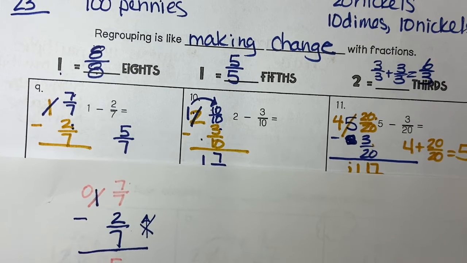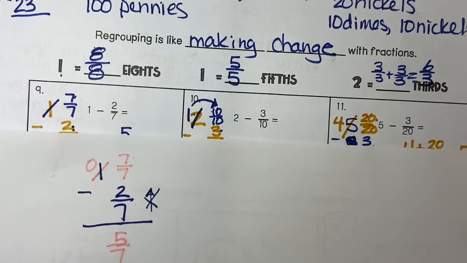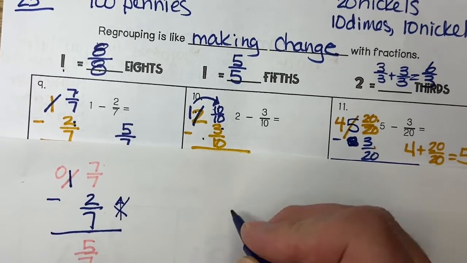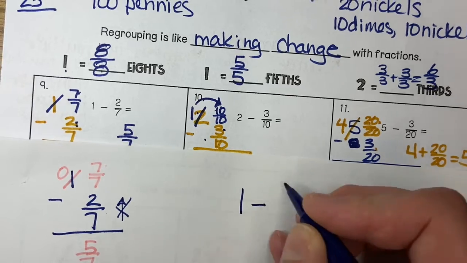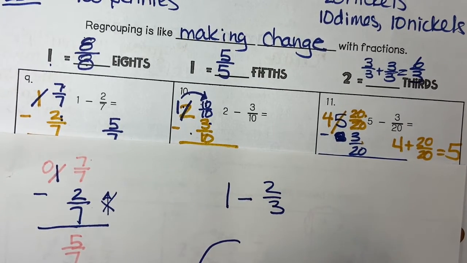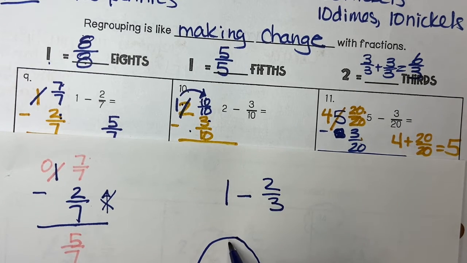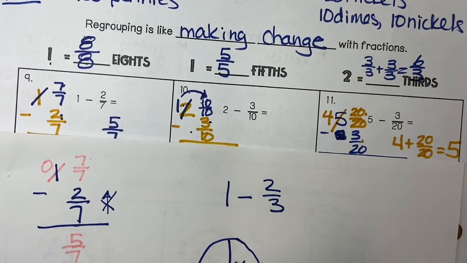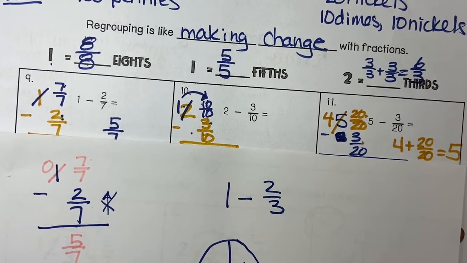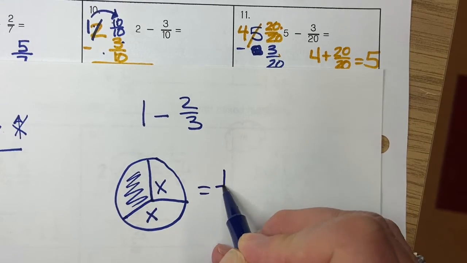Picture-wise, I'm going to do it not with 7s because I can't technically draw 7s that great. But let's say I had 1 minus 2/3, okay? So if I have 1 whole, that's what I start with, that's all I have, and I want to take away 2/3 of it, well, first I'd have to split it into thirds, and then I could take away 2 of them, okay? And I'd be left with 1/3.